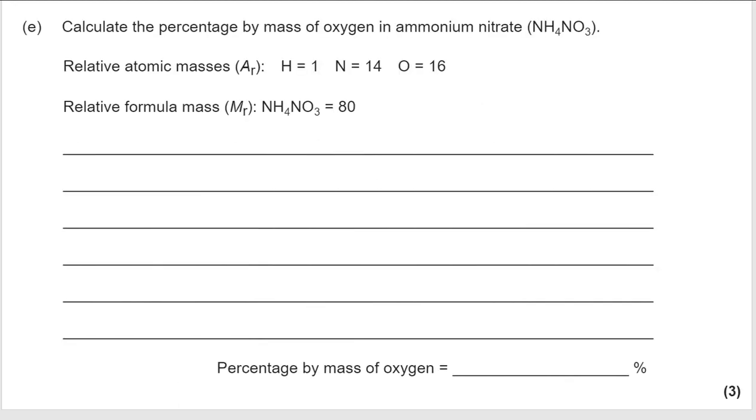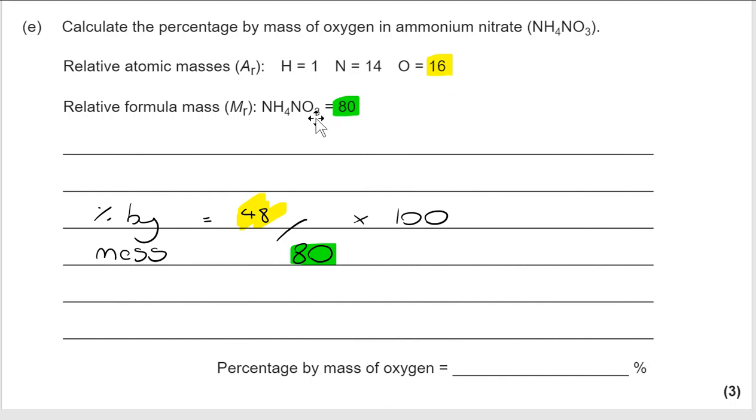On to part E, we have got calculate the percentage by mass of oxygen in ammonium nitrate. So we're told the relative formula mass of ammonium nitrate is 80, and we can see the atomic mass of oxygen is 16. But we have got 3 oxygens. So we will take our oxygen of 16, multiply it by 3, which means that 48 of the 80 in the Mr comes from oxygen. Divide that by 80, multiplied by 100, and we have a percentage by mass of oxygen of 60%.